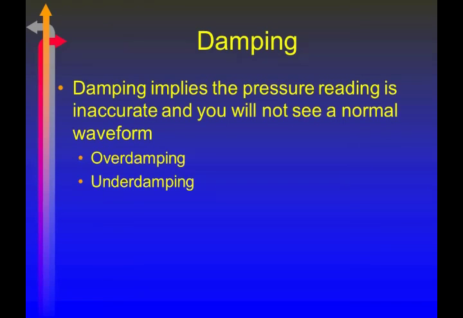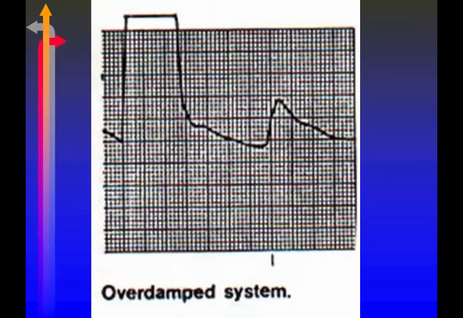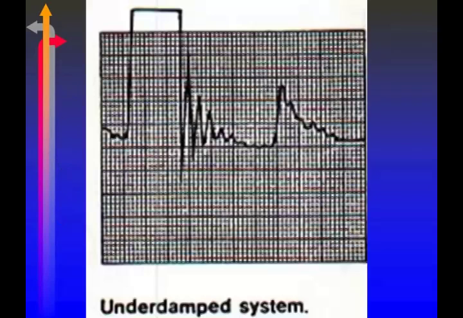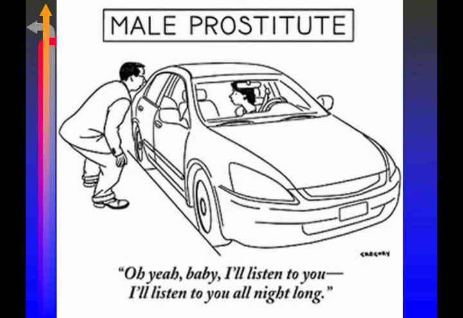Damping we've talked about before, over and under damping. Properly damped, I end up seeing a nice dicrotic notch. Over damped means it's not responsive, not a quick rise to pressure. Some of the causes we've been through. Under damped is an over responsive system where I'm getting a lot of artifact. Some of the causes of those. And I think that's where I'll stop.